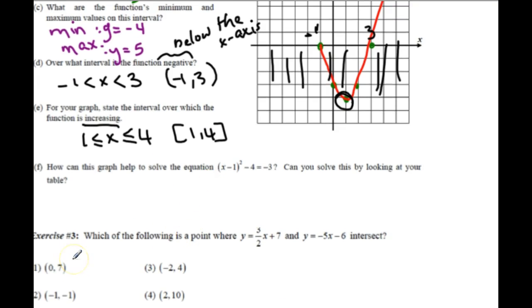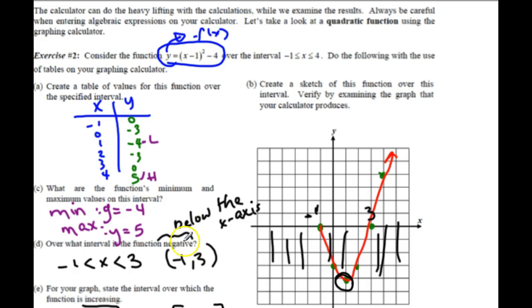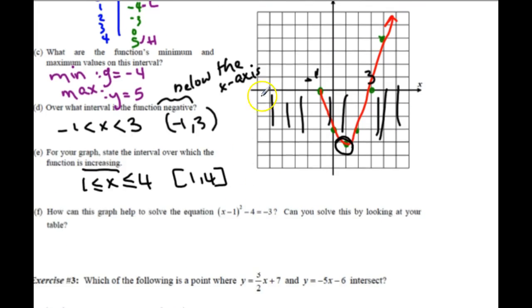Now the last part of this question says, how can this graph help to solve (x minus 1) squared minus 4 is equal to -3? So I want to find this. Remember what I said earlier when we were looking at the previous question. It says, what value of x makes it equal? So I know the output here has to be -3. So where is -3? 1, 2, -3 is right here.